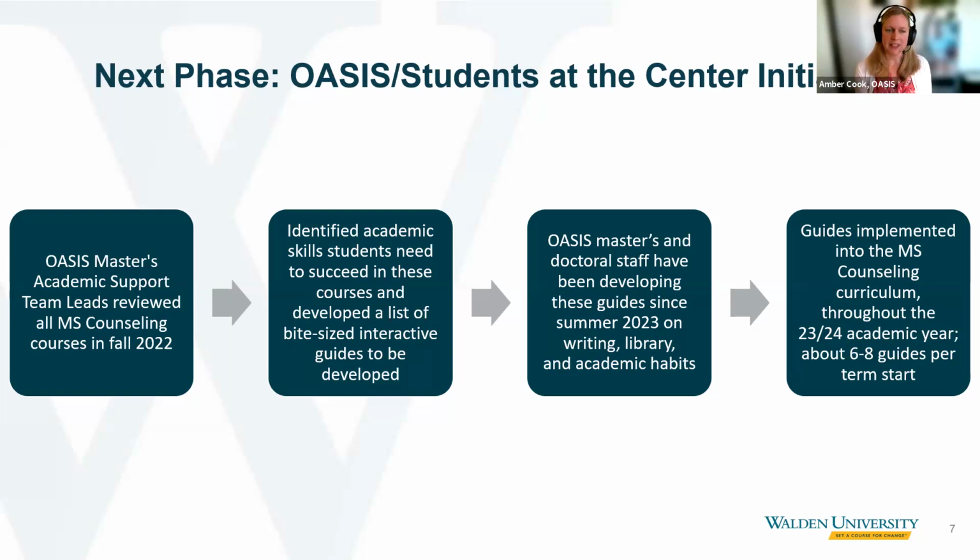But we had a bigger vision for what that might look like, because we wanted to look throughout the entire curriculum, and not just at writing skills, but also at library skills, at academic habits, other sorts of skills, which OASIS was really broadening their focus to. So again, Nykol and Jess, Brittany's predecessor, spent a long time studying the curriculum of the 3 master's programs in the School of Counseling, and identified the academic skill needs that students had to succeed in the courses. So these are co-curricular skills. They're not necessarily taught as part of the course content. They're sort of assumed to be a skill that the students will either have or develop within their program.